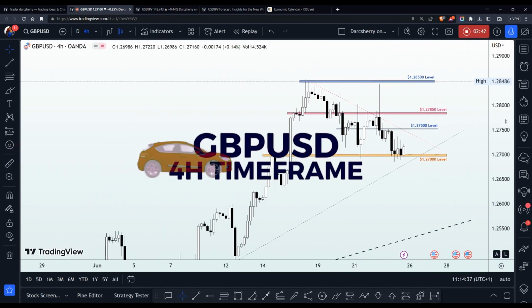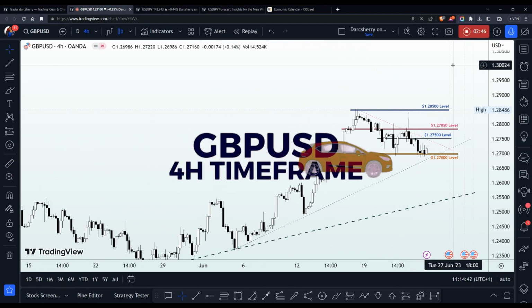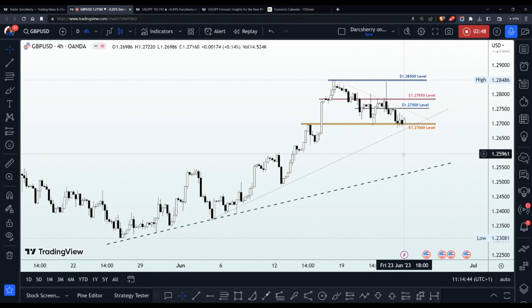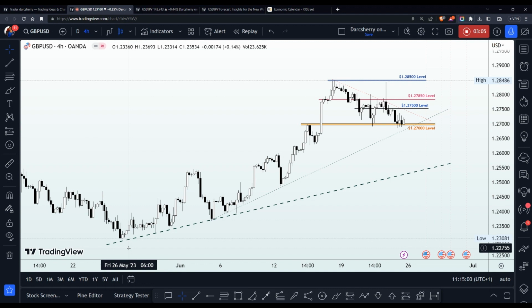And what I simply did here was to go into the 4 hours time frame where I was able to identify a simple setup that I think we can use to guide our trading activity for the week. And one of the things I did on the 4 hours time frame was to take into consideration the nature of price action since the last week of the last month, that is May.